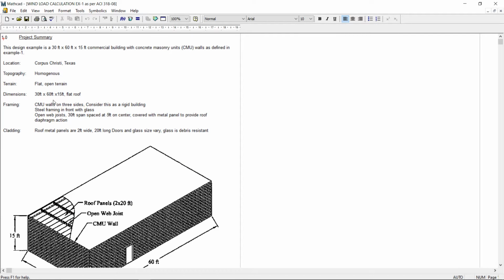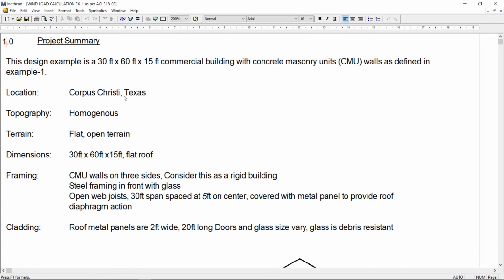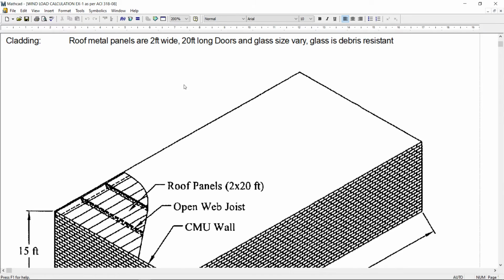So this is the same example. Let me zoom it so that it will be very clear. This design example is a 30 feet by 60 feet by 15 feet commercial building with CMU wall, the same figure I copied over here.